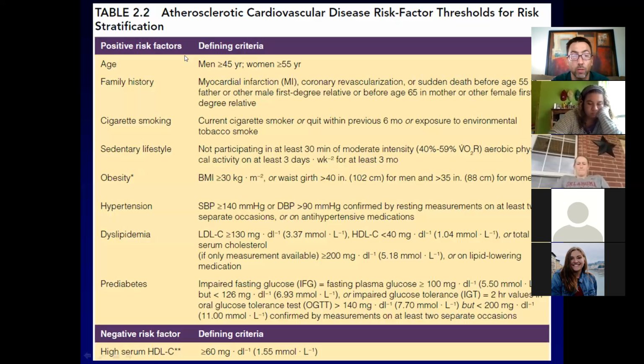It does not matter if you're a man who's 45 or older, a woman who is 55 or older, there's no other things. It does not matter what the rest of your risk factor profile looks like. You can be in perfect, pristine health, very, very active. Everything looks great. But if you're at or above these age ranges, you're considered a moderate risk.